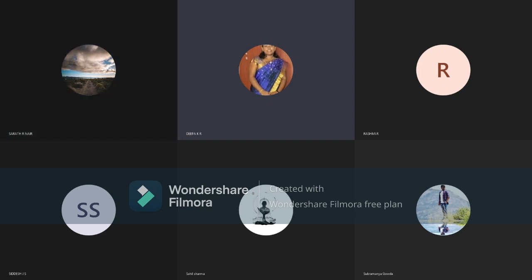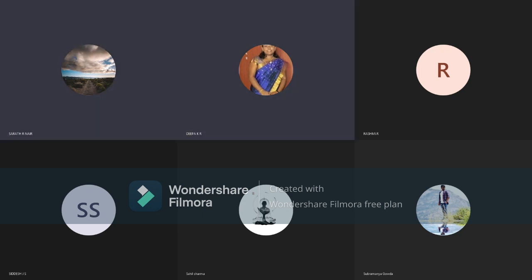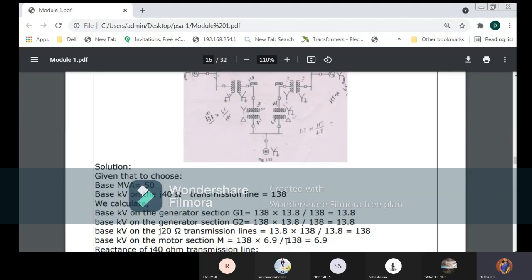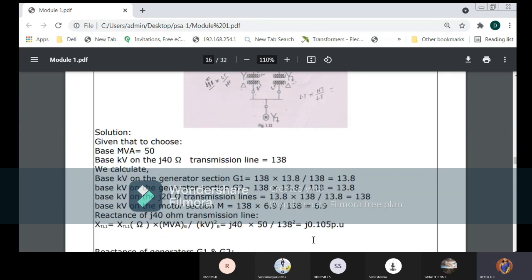I think somewhere there's a mistake. Star and delta is 6.9 into 138 by 138. Okay, so we got 6.9. Similarly, we'll move on to finding the per unit values. If you do these 4 calculations properly, then the last substitution is very, very easy.